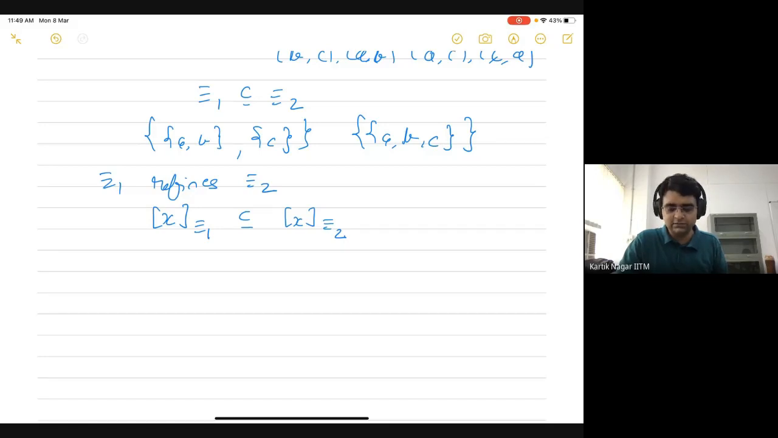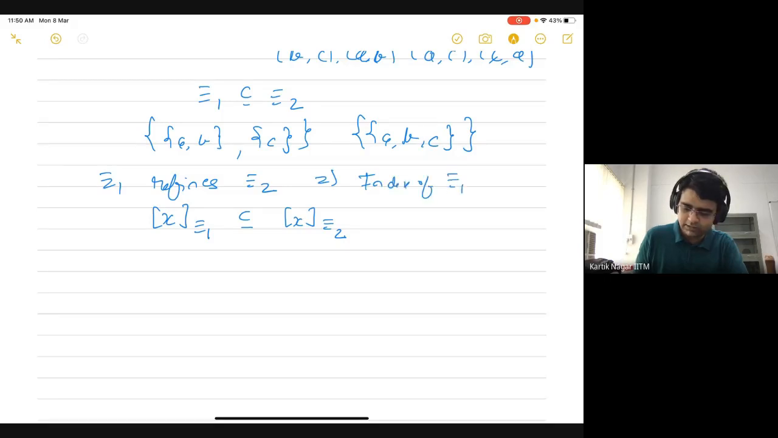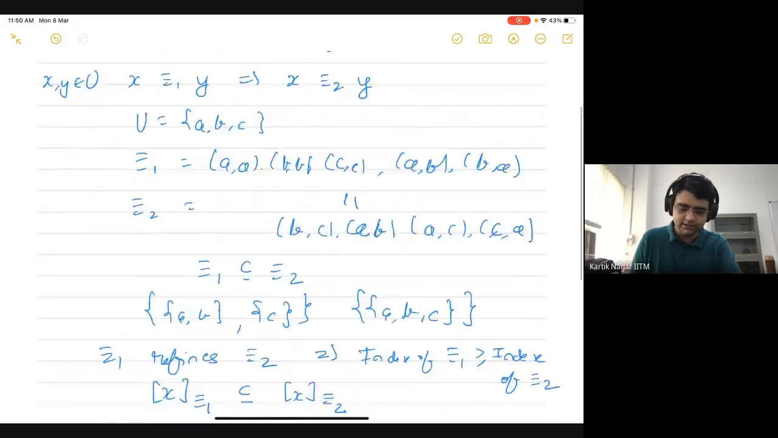Okay. So if relation 1 refines relation 2, then this also implies that the index of relation 1 is greater than or equal to the index of relation 2. So index is the number of equivalence classes of the relation. Right? So notice that this notion of refinement is independent of equivalence relations. Here we are just assuming that both of these are equivalence relations, but the notion of refinement in general is true for any particular definition of relation. Okay.